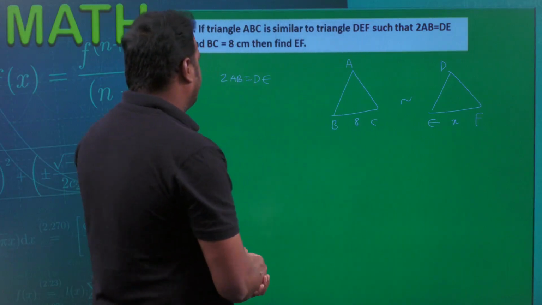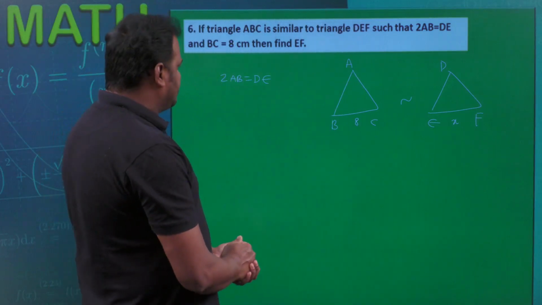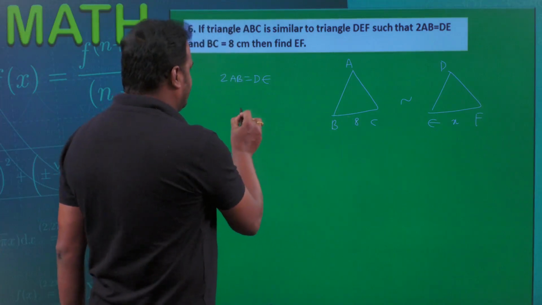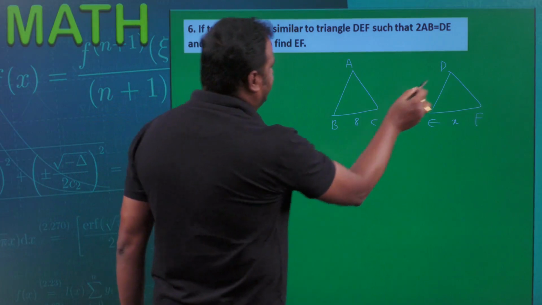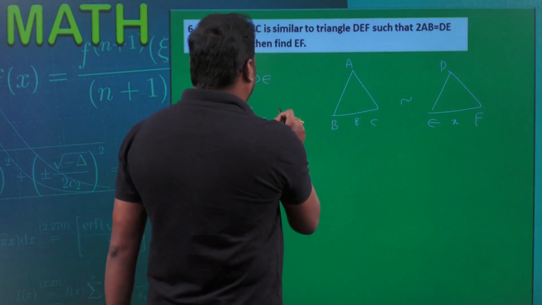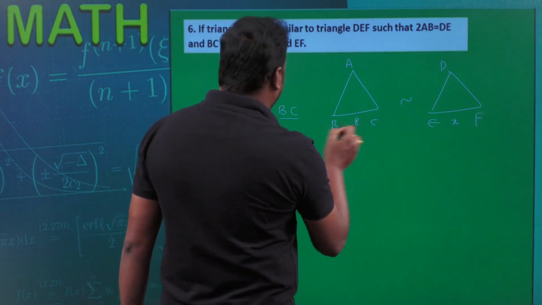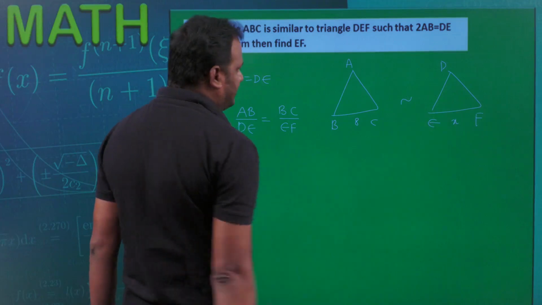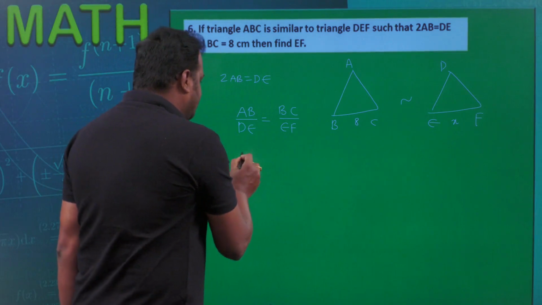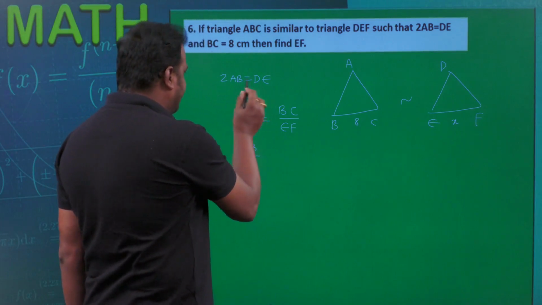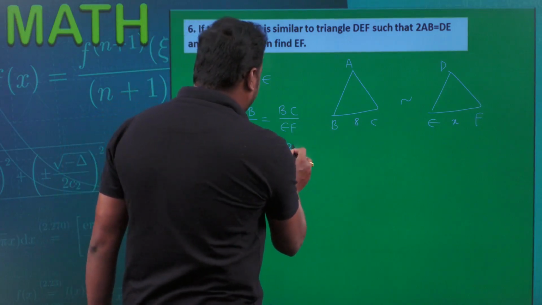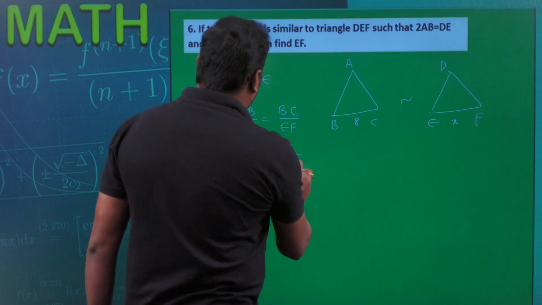Okay, fine. See, these two triangles are similar. Since two triangles are similar, then we can say that their corresponding sides are proportional. It means AB by first side, that is DE, is equal to second side by second side, that is BC divided by EF. Of course, third side is also equal, but we are not talking about third side. So instead of DE, we can write 2AB. So AB divided by 2AB is equal to BC, which is given as 8, divided by EF, which is X.